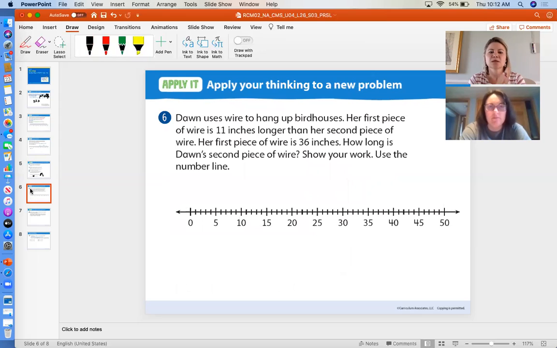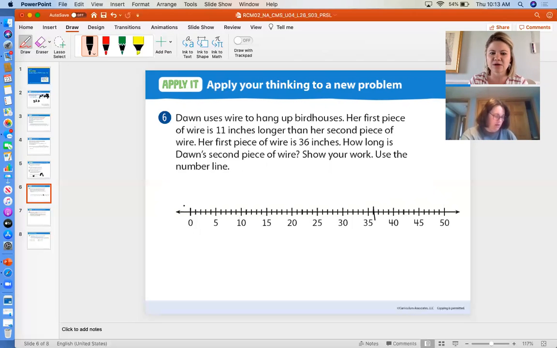Okay. Dawn uses wire to hang up birdhouses. Her first piece of wire is 11 inches longer than her second piece of wire. Her first piece of wire is 36 inches. How long is Dawn's second piece of wire? Show your work, use the number line. Okay, so we know how long her first piece of wire is, right? How long did the problem say it was? So our first piece is 36 inches.